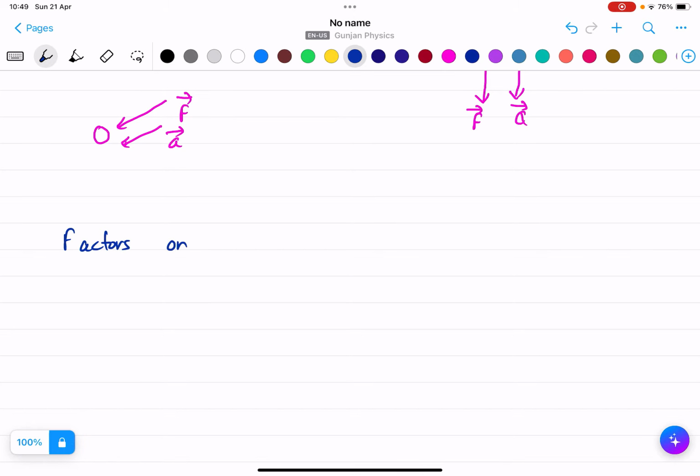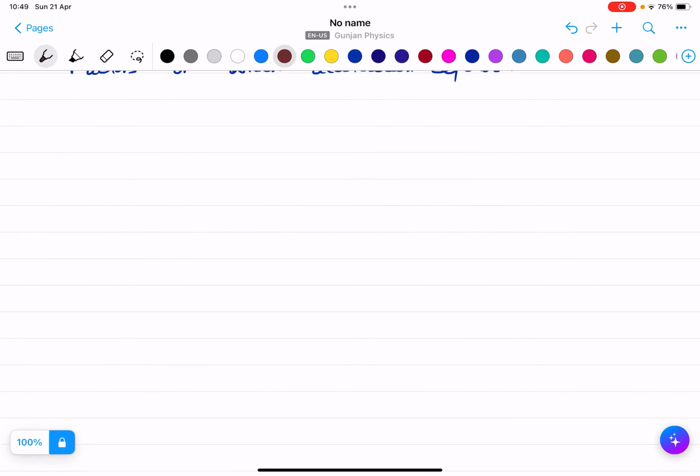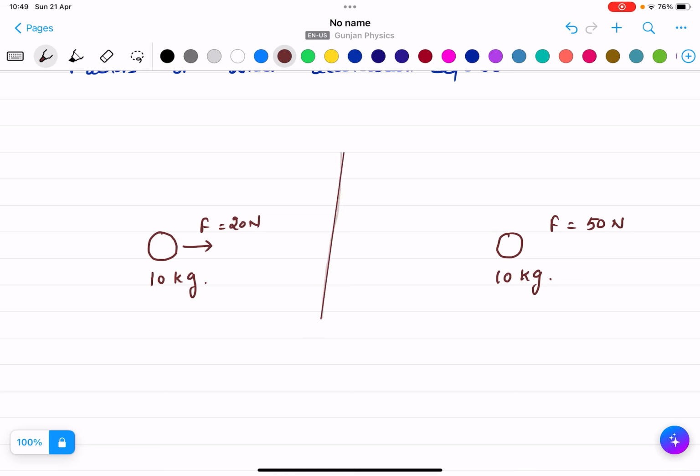Factors on which acceleration depends, right? I'll explain this now. Suppose there is a ball of 10 kg and there is another ball of 10 kg, right? Now I am applying a force of 20 newtons here and a force of 50 newtons here, right? There are two conditions.